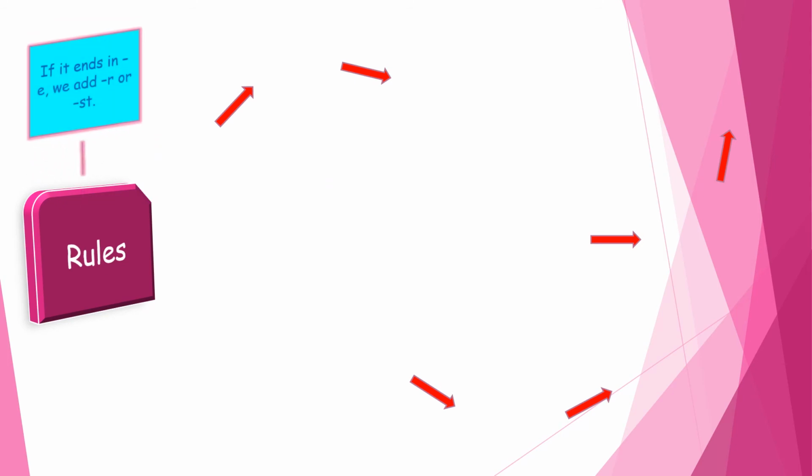The fourth one is that if it ends with E, we add R or ST. So if the word ends with E, like large, a positive degree, we add R to it, which makes it comparative: large, larger. Then we make it superlative by adding ST to it, which is largest. A large room, a large gathering, a large box. So large, larger, and largest. We have added R and ST for the comparative and superlative degrees respectively.